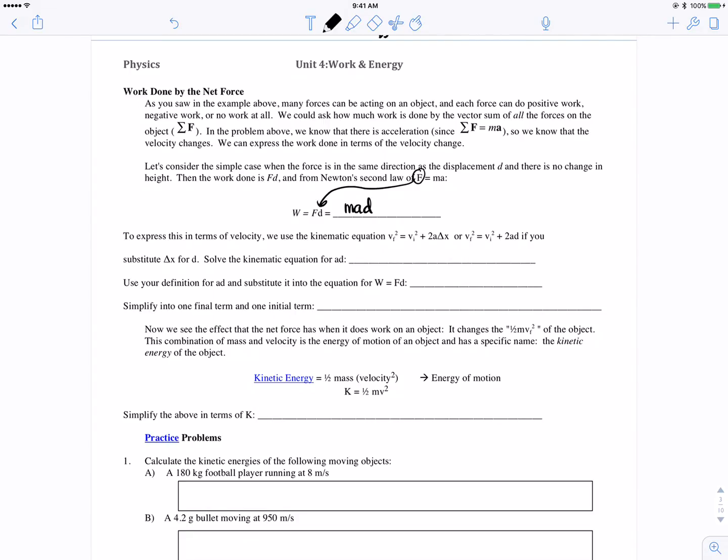Now this next step says, let's use this kinematic equation, which you should recognize, and let's replace delta x with d. Then in this next step, let's solve the equation for ad. So we get vf squared minus vi squared divided by 2 equals ad. Then using this definition for ad, substitute it into the equation above for W equals Fd. So we're taking this equation here for ad and plugging it in there.